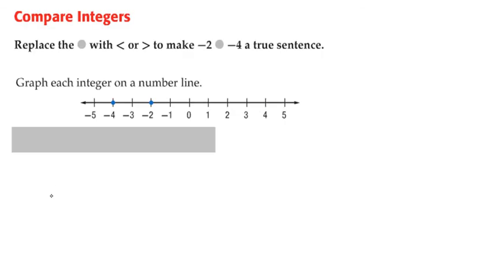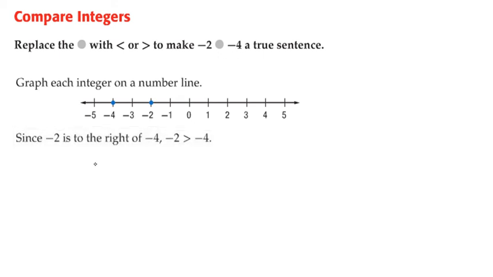If we want to compare some integers, we can do that on a number line. It says replace the gray dot with less than or greater than to make a true sentence. Well, we need to graph the 2 points, negative 2 and negative 4, which we've done here on the number line. And remember, whichever one is on the left is less than, the one on the right is greater than. But we have these in reverse order. Okay, so we have to be very careful with our signs.